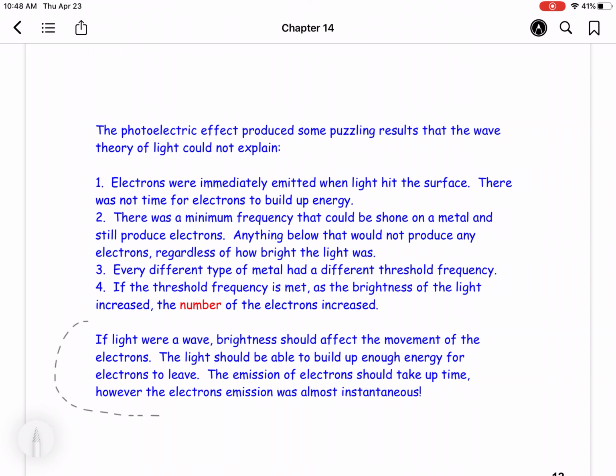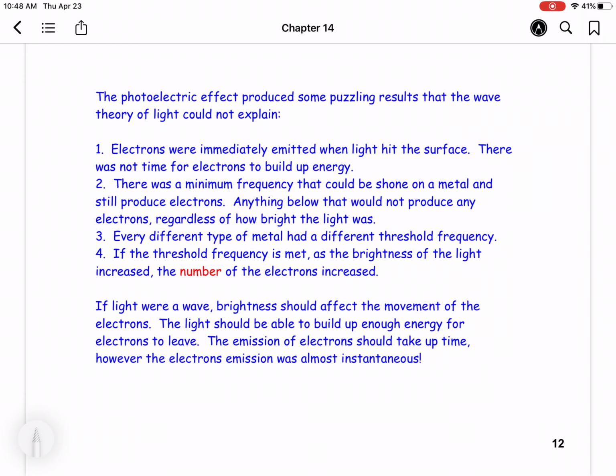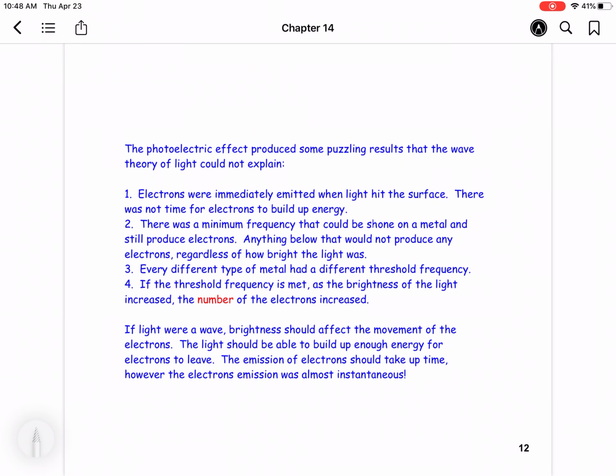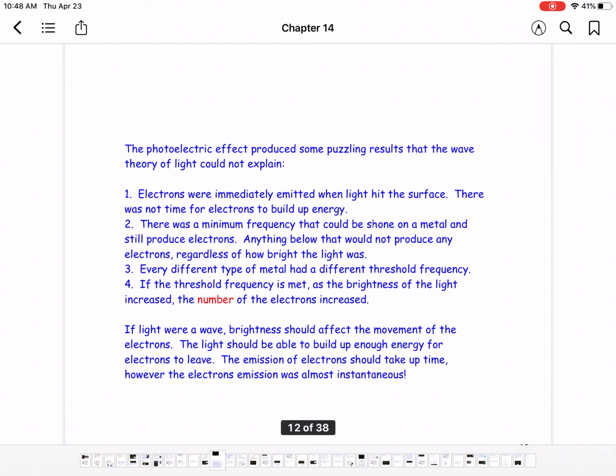You can see that here. If light were a wave, brightness should affect the movement of the electron. The light should be able to build up enough energy for electrons to leave. So what they thought is that if it was a wave, and they took green light and shone it on the metal long enough, it would eventually start giving off electrons because the energy would build up. What they noticed is that it doesn't matter how long you shine green light on the chunk of metal. If it's got a threshold frequency higher than green light, it'll never give off electrons. And it was basically instantaneous, which means it doesn't have time to build up. And so this leads us to the idea that it's a particle.